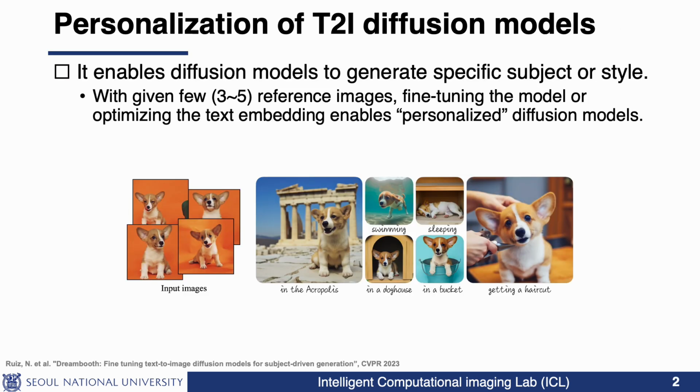Personalization in text-to-image diffusion models lets the model generate images of a specific subject or style using just a few reference images. For example, with a few photos of a corgi, the model can create new images of that same corgi like at the Acropolis or getting a haircut based on text prompts.